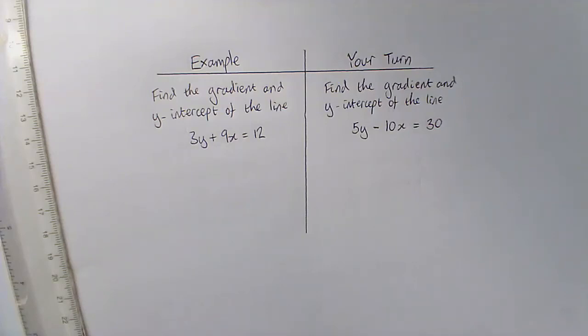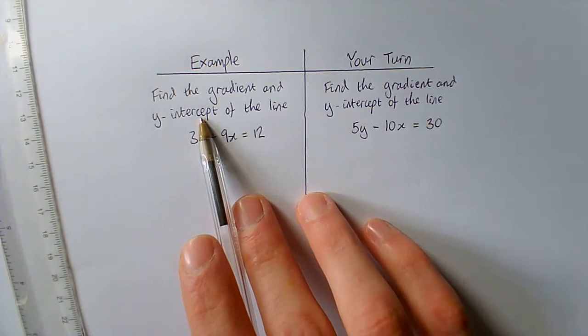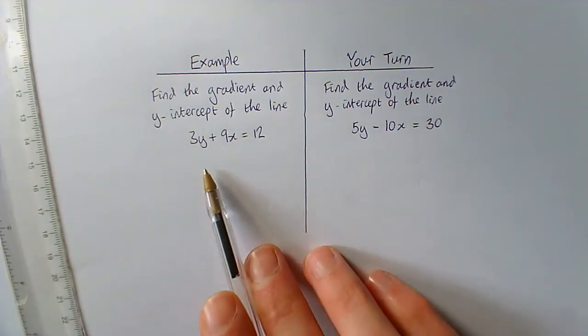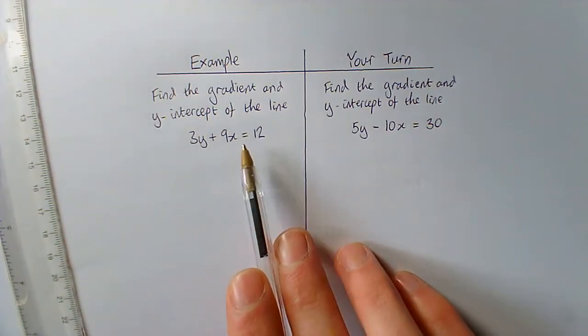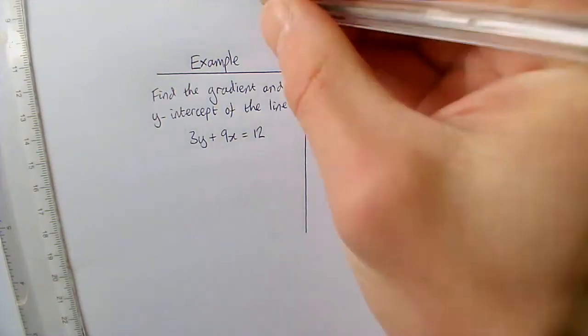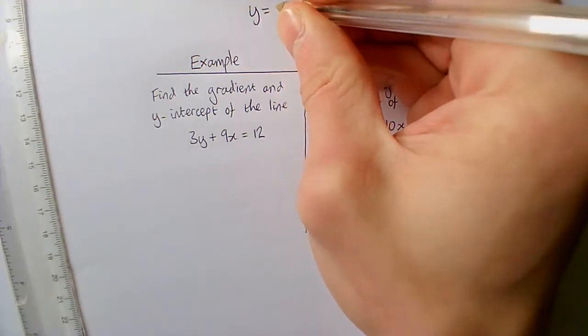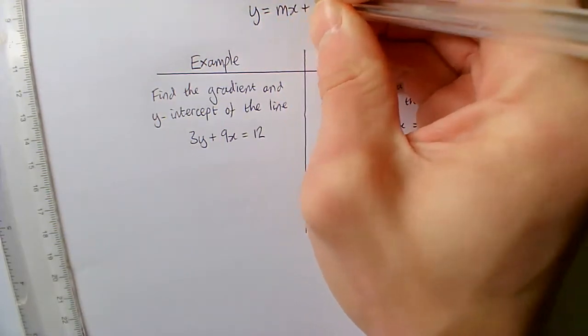From the first task, hopefully you have mastered how to find the gradient and the y-intercept of straightforward lines. I'm again in this task going to ask you to find the gradient and the y-intercept. But hang on a second, this line doesn't look like it's in the right form. Remember, we're able to do it so long as our line was in the form y equals mx plus c.